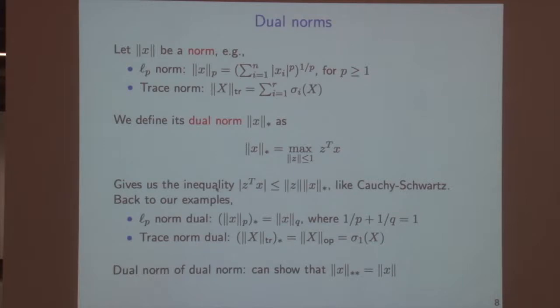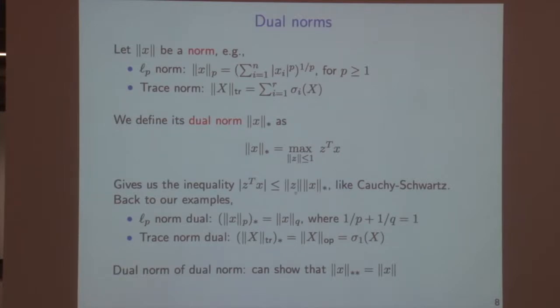This immediately gives us the inequality that if I take z transpose x and look at its absolute value, then in any norm that's less than or equal to the original norm of z times the dual norm of x. So this is like Cauchy-Schwarz, right? What does Cauchy-Schwarz do? It usually tells us that z transpose x is less than or equal to the L2 norm of z times the L2 norm of x. But we're going to see that the L2 norm is self-dual, so it's just an example of this inequality. This is sometimes called Holder's inequality when it's mentioned for LP norms. You might have heard that called before.